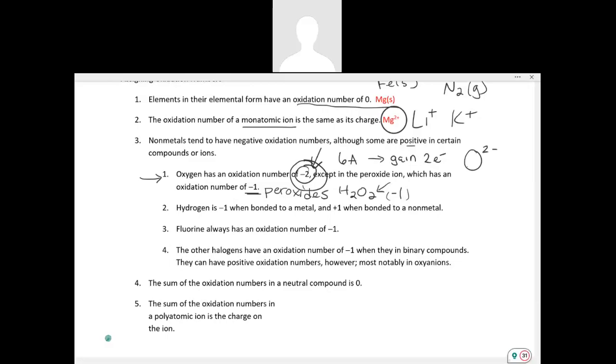Hydrogen is only -1 when it's bonded to a metal. So say we have sodium hydride here. In that case, our sodium is in the +1 oxidation state, and our hydrogen here would be -1, again, only in that rare scenario. For our purposes, most of the time, all of our hydrogen will have a +1 oxidation number.